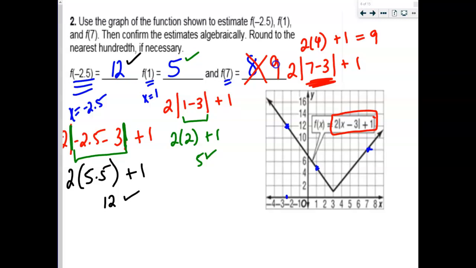Yeah, and I'll be honest, I don't think we do this to you on a test because that seems really mean. But just know that the function, the algebra, supersedes the graph. The graph is a good estimation. The function is actually the answer. All right, that was fun.